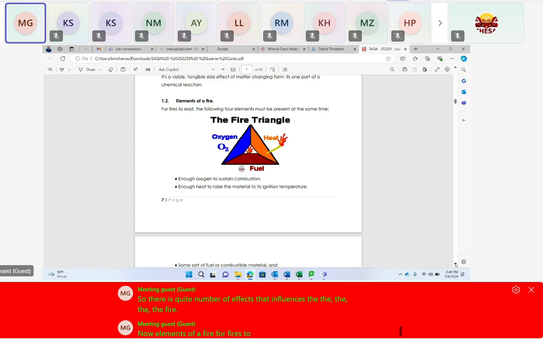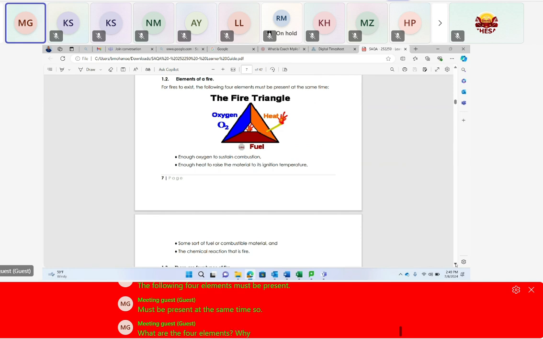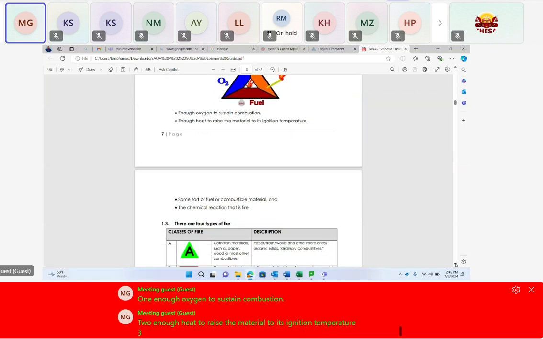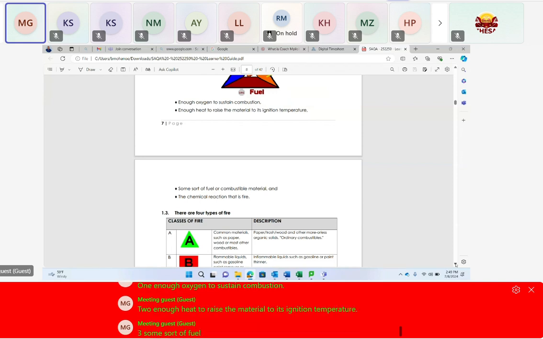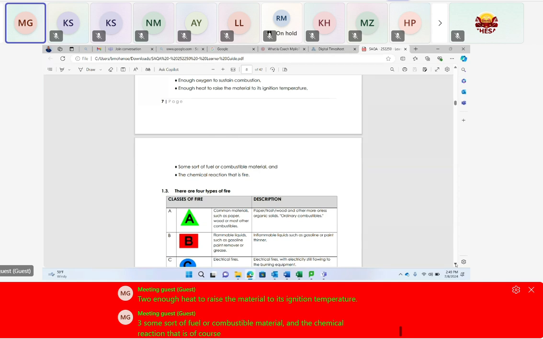Now, elements of a fire. For fires to exist, the following 4 elements must be present at the same time. So what are the 4 elements? 1, enough oxygen to sustain combustion. 2, enough heat to raise the material to its ignition temperature. 3, some sort of fuel or combustible material, and 4, the chemical reaction that is, of course, fire.